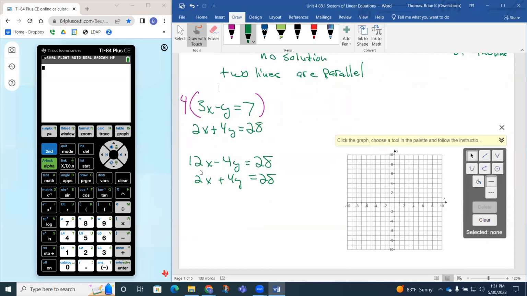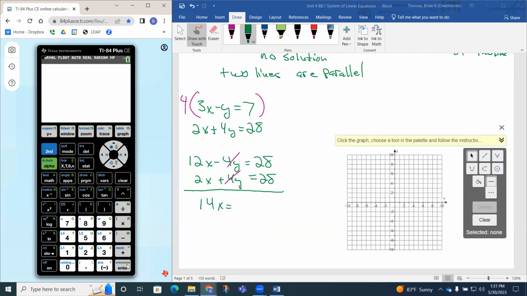But in this system, notice that the y's are the same coefficient but different in sign, which means they're going to zero out. So when I add these together, the addition method, those pieces will zero out. So what I'm left with then is 14x equals, and 28 plus 28 would be 56.